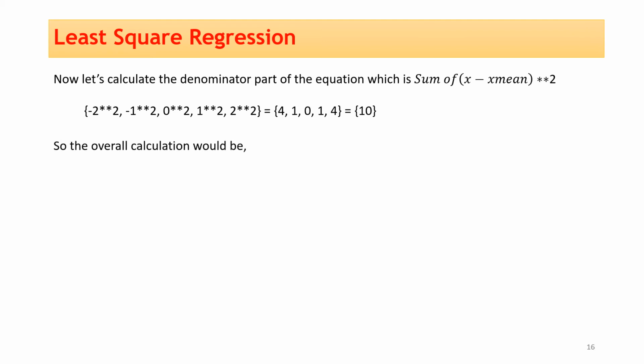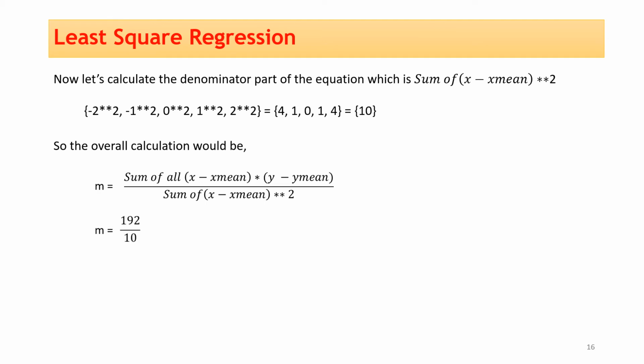So the overall calculation would be, that is m equals the sum of all (x minus x mean) into (y minus y mean) upon the sum of (x minus x mean) squared, will be equal to 192 by 10, which is equal to 19.2, meaning the slope will be equal to 19.2.